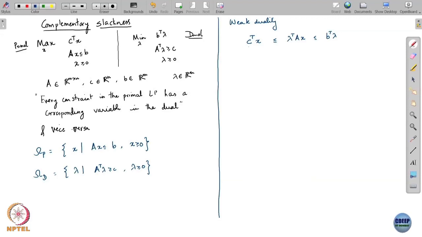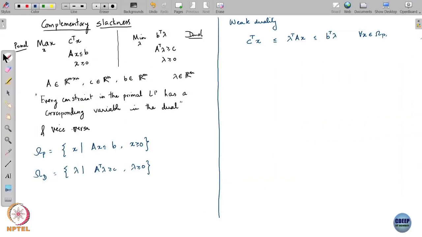So, what have I done here? This is true for all x in omega p and all lambda in omega d. So, what have I done to get to this relation? I have c transpose x. And I know that c is less than or equal to A transpose lambda, or in other words, c transpose is less than or equal to lambda transpose A. So, I am multiplying both sides by the vector x, and x being greater than or equal to 0, because x belongs to omega p, ensures that the inequality is not flipped.